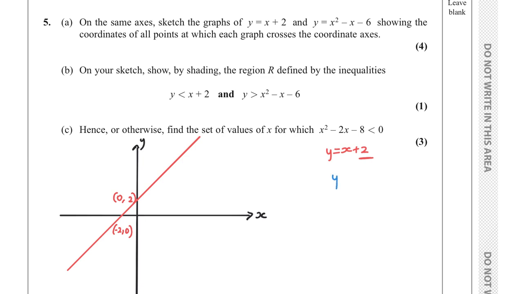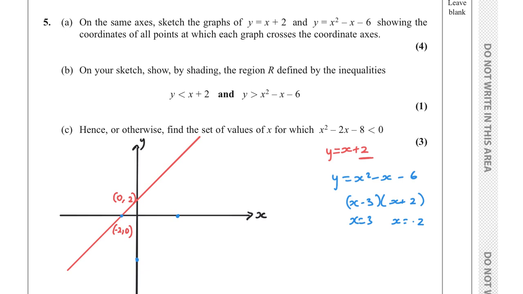For my next graph, I have y equals x squared minus x minus 6. I'm going to factorize this: (x minus 3)(x plus 2). So I know that my solutions are x equals 3 and x equals negative 2. So it crosses here as well, and at 3. Okay, and also my y-intercept is negative 6.